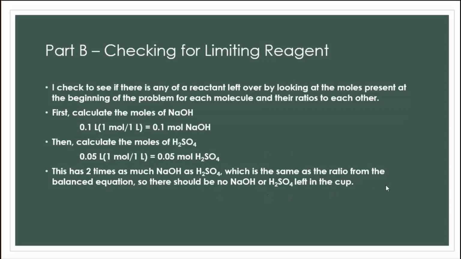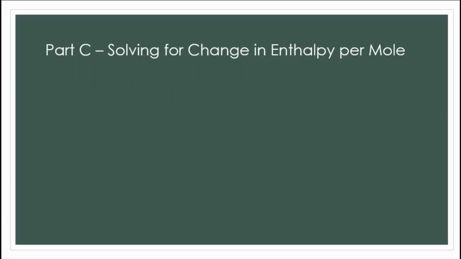This has 2 times as much NaOH as H2SO4, which is the same as the ratio from the balanced equation. So there should be no NaOH or H2SO4 left in the cup. 0.1 moles of NaOH over 0.05 moles of H2SO4 is equal to 2 moles of NaOH to 1 mole of H2SO4. This is just restating the same ratio that we created in part A of the problem by balancing the equation. Now on to part C, solving for change in enthalpy per mole.